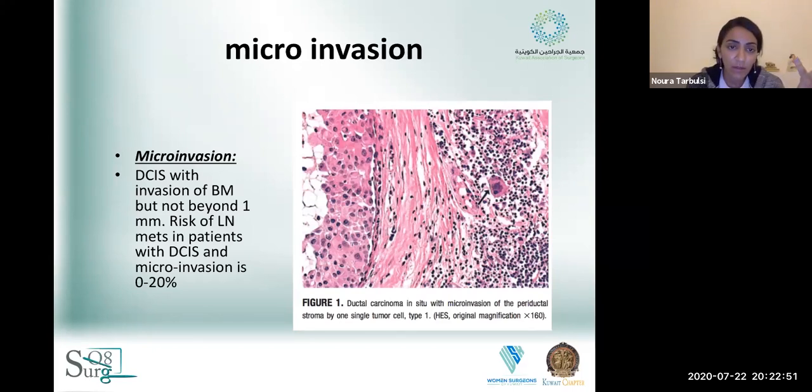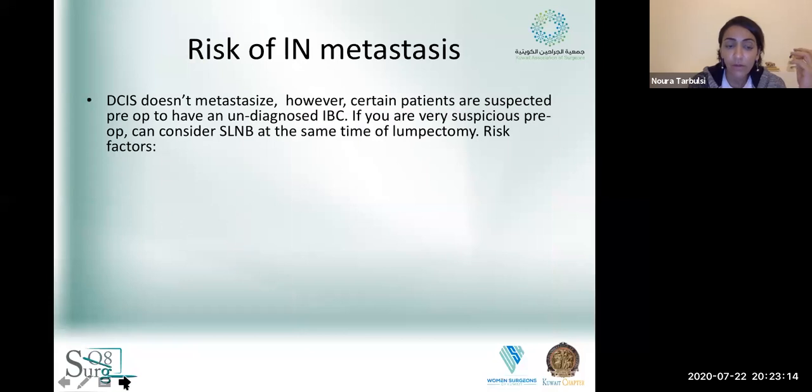How would that come up on the exam? If you see DCIS with microinvasion, then you're gonna offer the patient sentinel lymph node biopsy, because the risk of having lymph node metastasis once there is crossing the basement membrane goes from 0 in classic DCIS up to 20%. So as we said, classic DCIS does not go anywhere. It's confined to the duct. So there is no risk of metastasis to the lymph node or systemic.